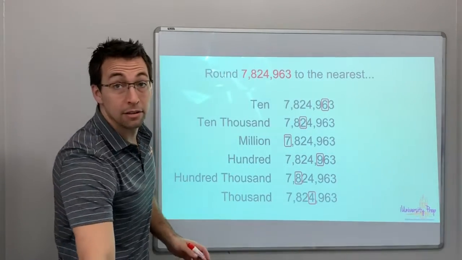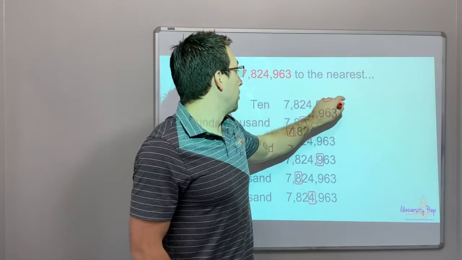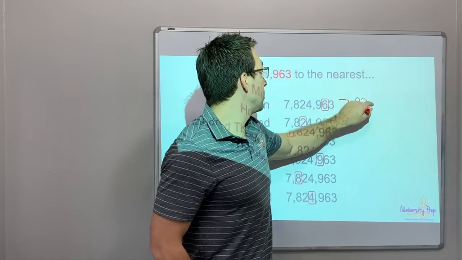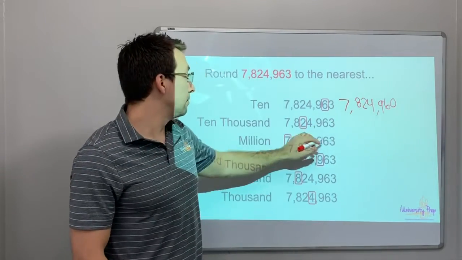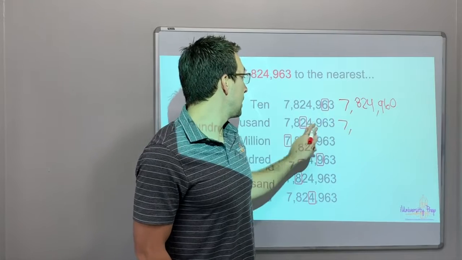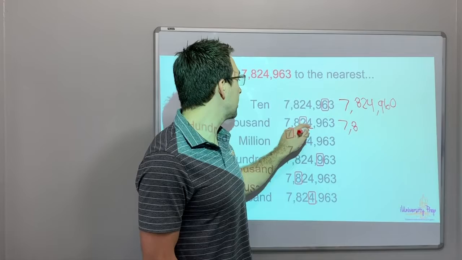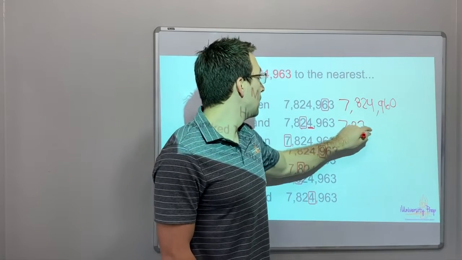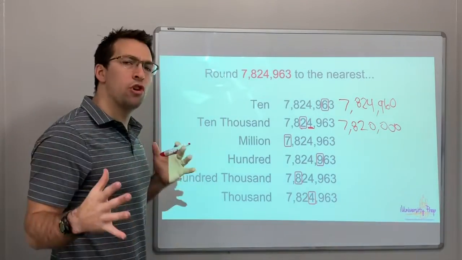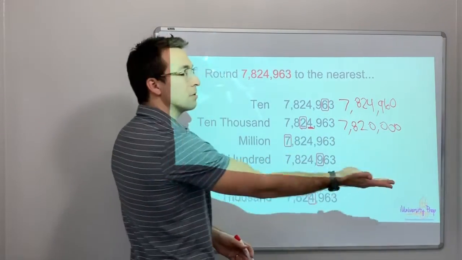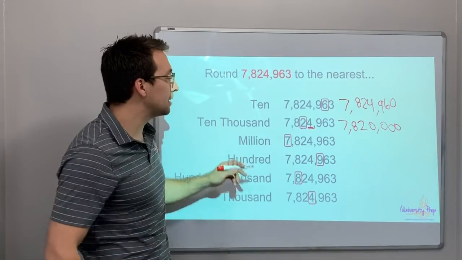Let's round this to the nearest. A few more examples and we're almost done. To the nearest tens, okay? 7,824,960. 82,002. So we look at the 2, it rounds down. 820,000. Do you notice when you're rounding, you always have zeros after the rounding digit? Because it's a round number, it's not exact.